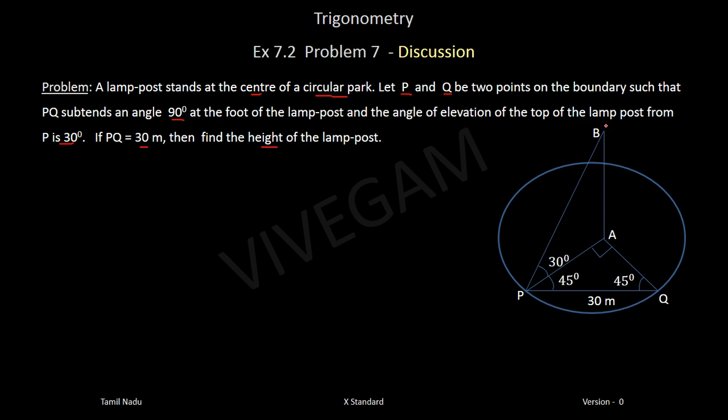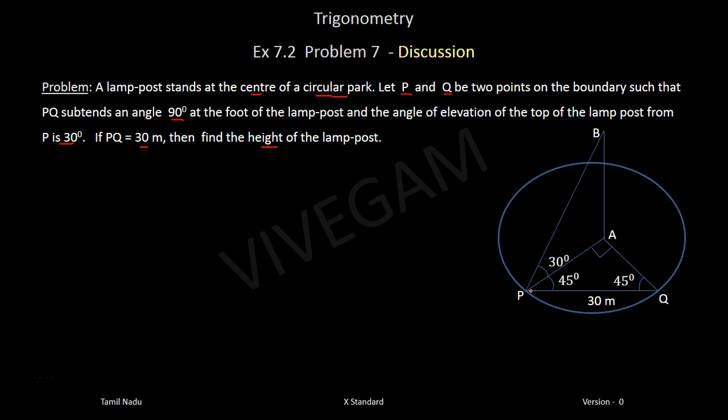So if you want to find the lamp post height, you need at least one side of this triangle PAB. This is the hypotenuse, because this angle is also 90 degrees, right? So this is the hypotenuse. We should know the hypotenuse, or we should know this side, and we need to find this side. So we don't have any of these sides, right? So we have to find first AP, then only we can use this angle and this side to calculate this side. So the first step is to calculate AP.